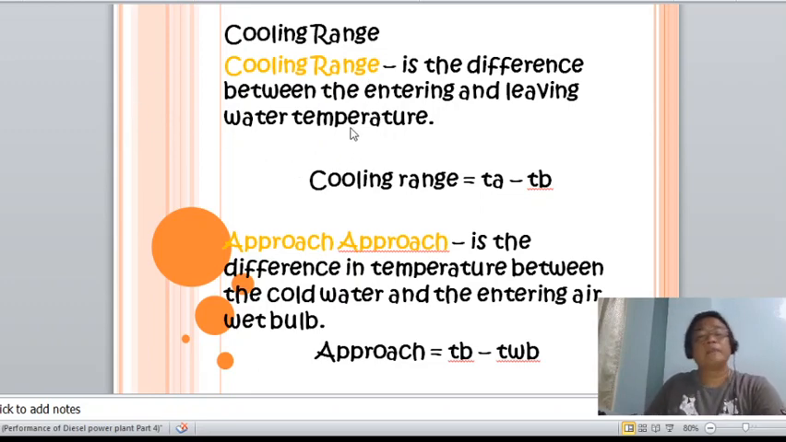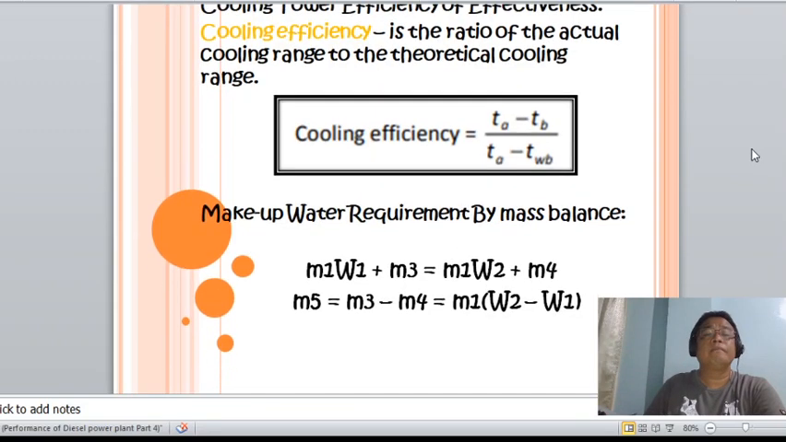Another is the approach. Approach is the difference in temperature between the cold water and the entering air wet bulb. So the temperature of water at point 4 minus the wet bulb temperature of air entering the tower is called the approach. Take note of the terms involved in the cooling tower.